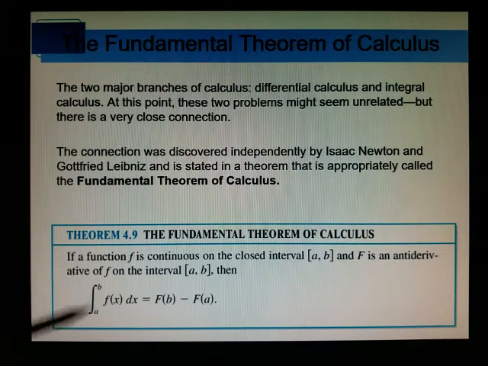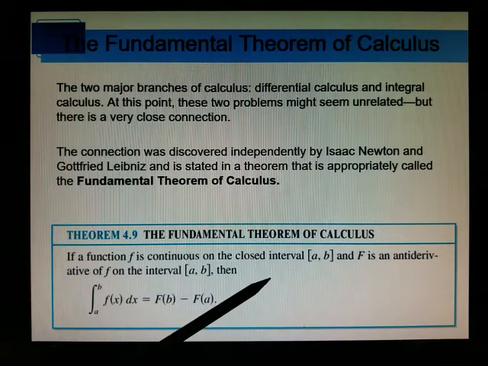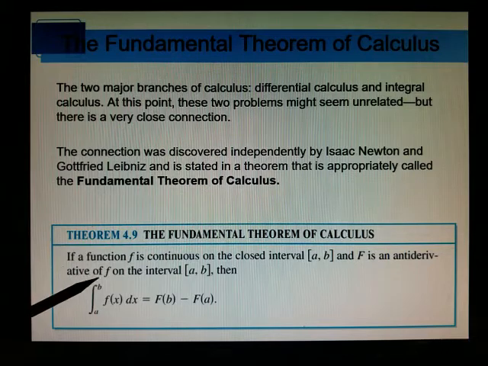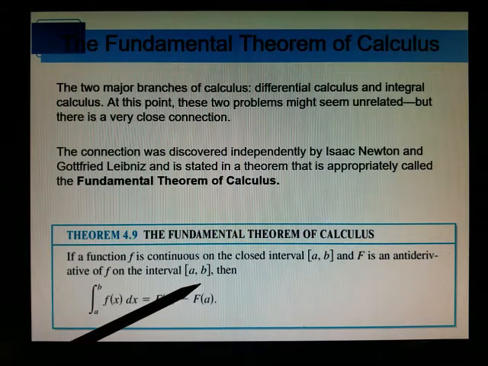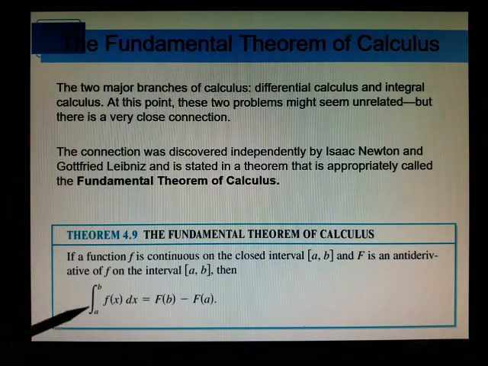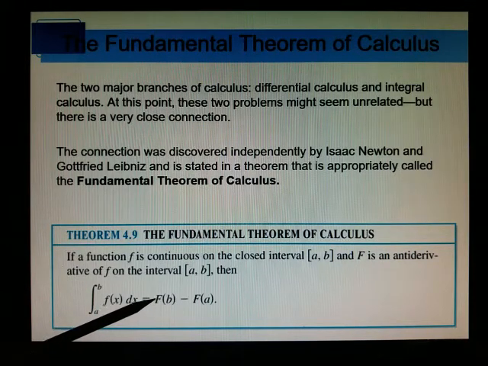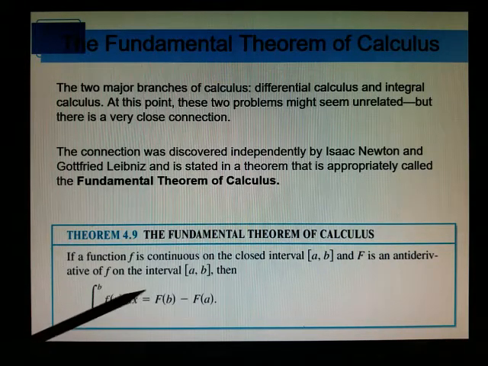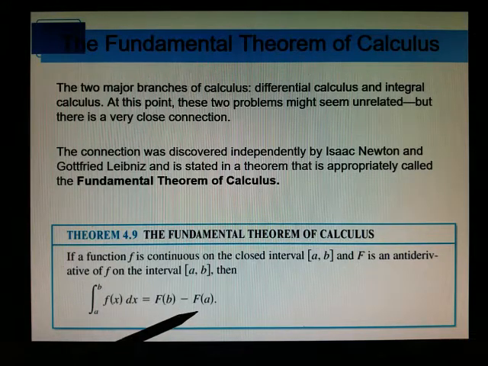So it's telling me that if a function is continuous on a closed interval a to b and F is an antiderivative of little f on the interval from a to b, then if I take the integral from a to b of the function, I'm going to integrate the function first. Then after you integrate, you plug in the b minus when you plug in the a, and that would actually equal the value of this. And that's your fundamental theorem of calculus.